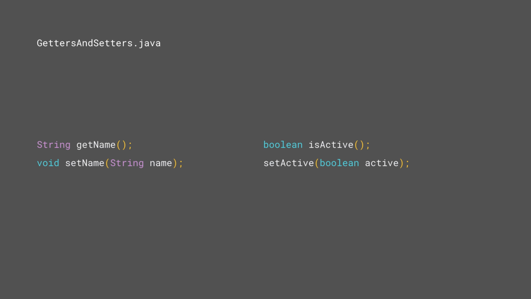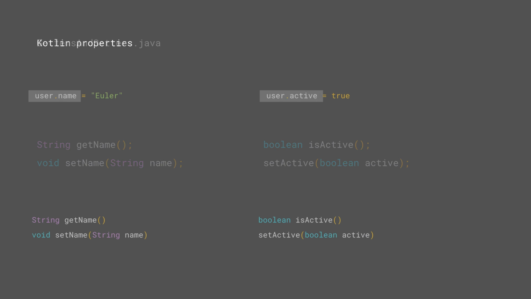Getters and setters are important for interop. Kotlin requires they follow the bean style: getName, setName, isActive, setActive. When you do this, Kotlin will elevate them to properties so they can be used naturally.